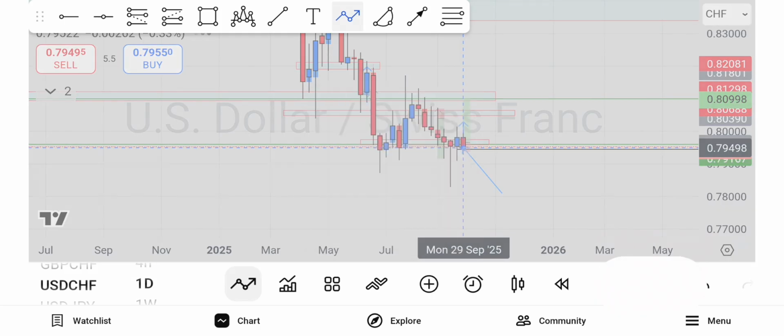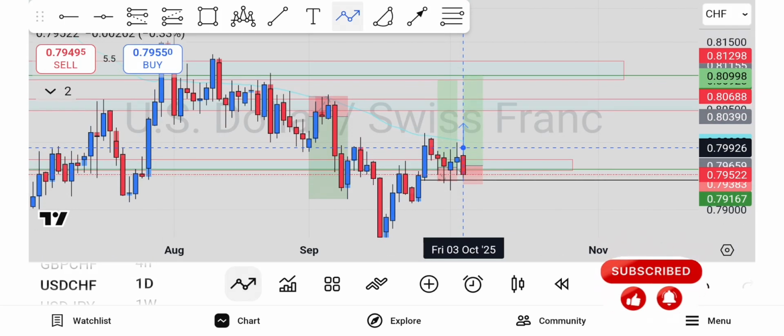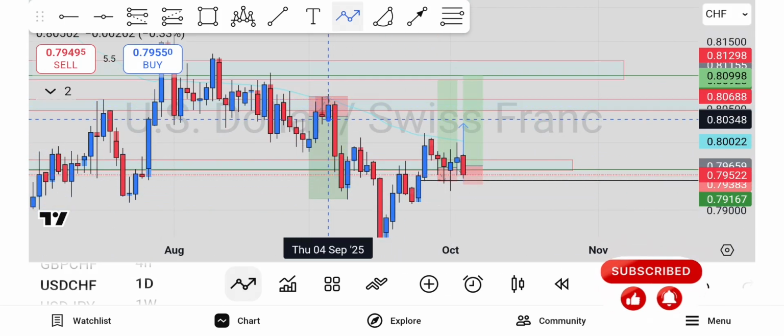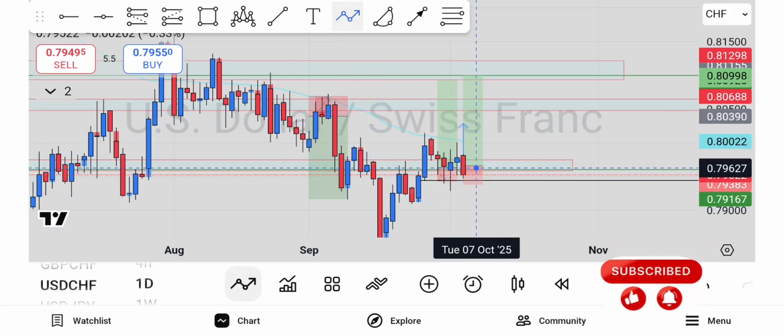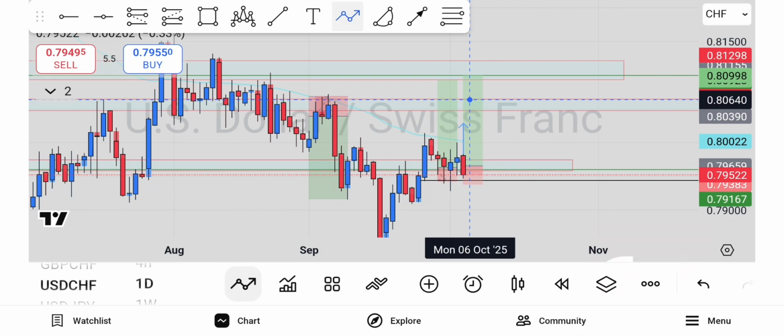So if we go down to the daily, we'll see that the market changed structure and we have a good head and shoulder pattern, a break and a retest. So we're expecting the market to drive up.